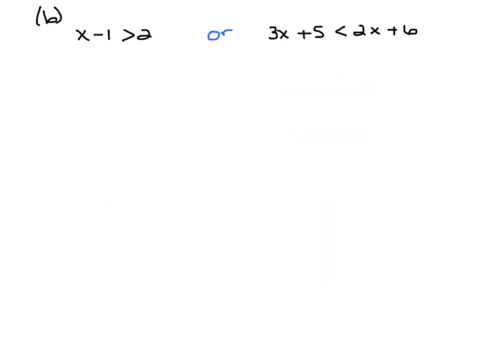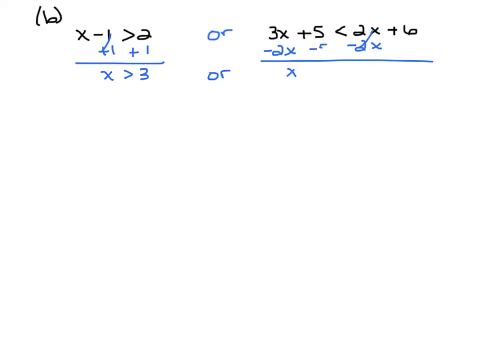Okay, so example B: x minus 1 is greater than 2, or 3x plus 5 is less than 2x plus 6. So we'll solve each one individually. So x is greater than 3, or, in this case I'm going to get my x's to one side. Subtract 5 from both sides. So x is greater than 3, or x is less than 1.